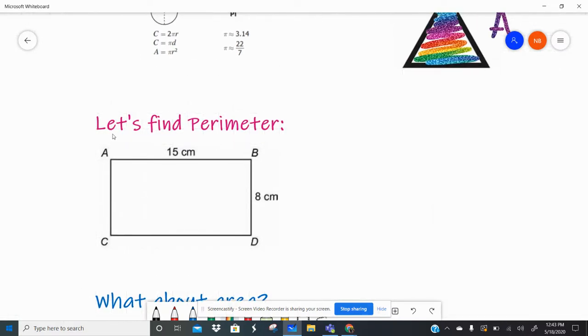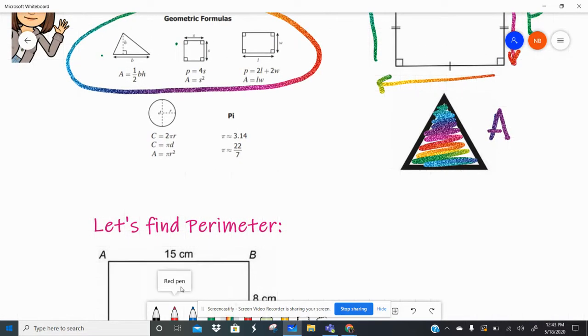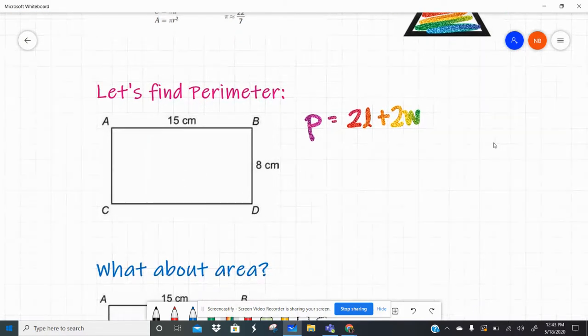Right, so this first one up here says, let's find the perimeter. Anytime you're dealing with formulas, you want to write the formula down. So if I look back up at the top, I find the shape. Well, this is a rectangle, so I go to the rectangle. And it says P equals 2L, that's a kind of cursive L, plus 2W, right? So 2 length plus 2 width.